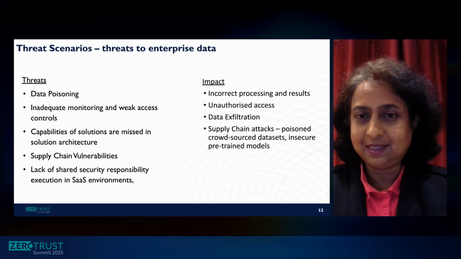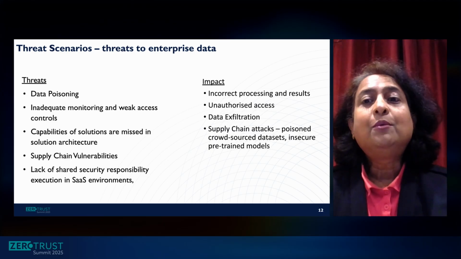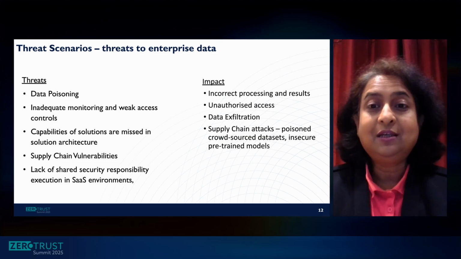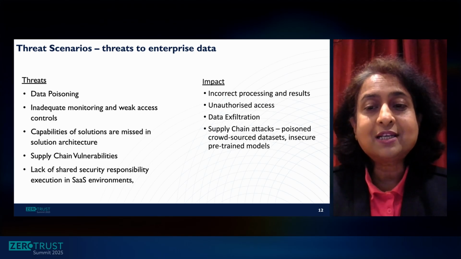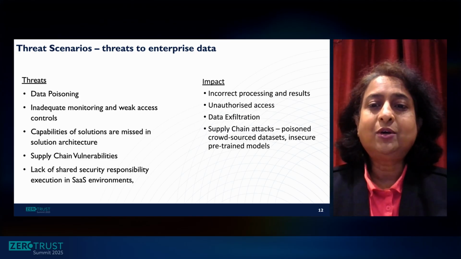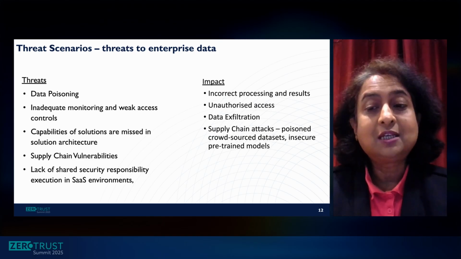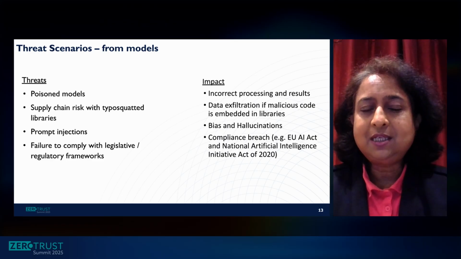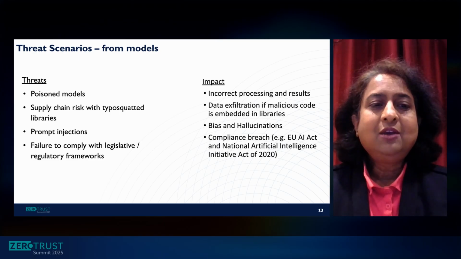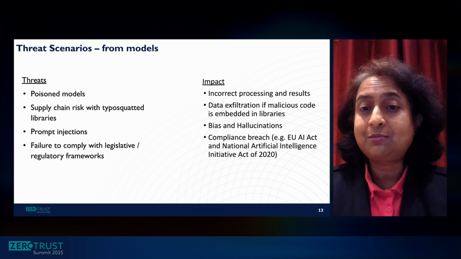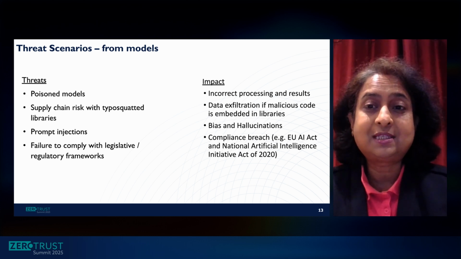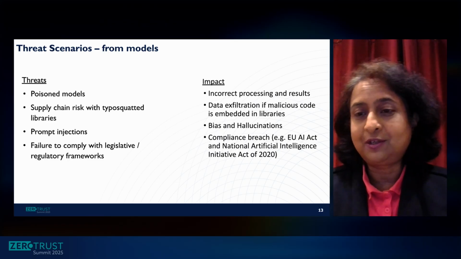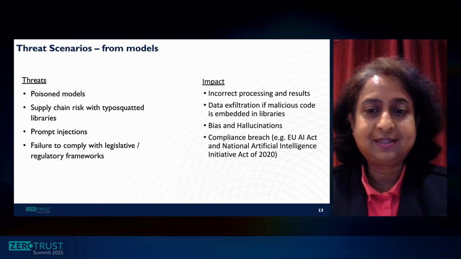So, what is the impact of this? Incorrect processing and results may lead to the defeat of the business requirement for which the LLM environment was especially set up. This could lead to unauthorized access. There could be data exfiltration and then supply chain attacks, with poisoned crowdsourced data sets or insecure pre-trained models. Then there are threat scenarios from models themselves, when using poisoned models, supply chain risk with typo-squatted libraries, prompt injections, and failure to comply with legislative regulatory frameworks may take place. And the impact of this is again incorrect processing and results, data exfiltration if malicious code is embedded in libraries, bias and hallucinations, and compliance breach, for example, the EU AI Act and the National Artificial Intelligence Initiative Act of 2020.